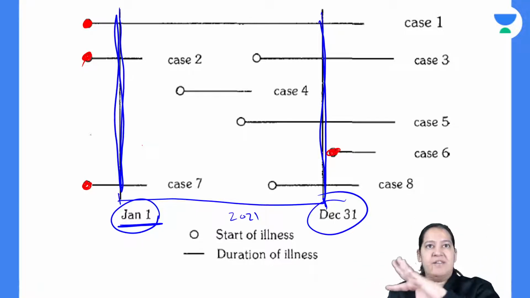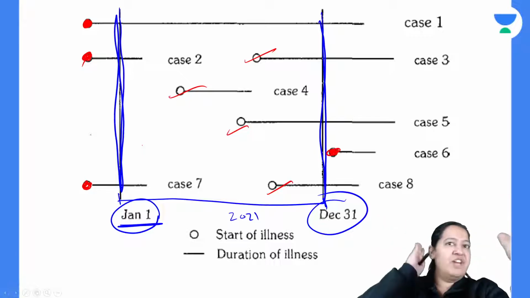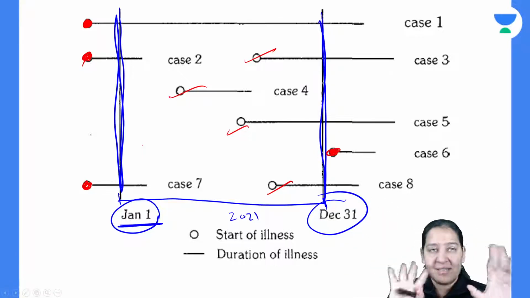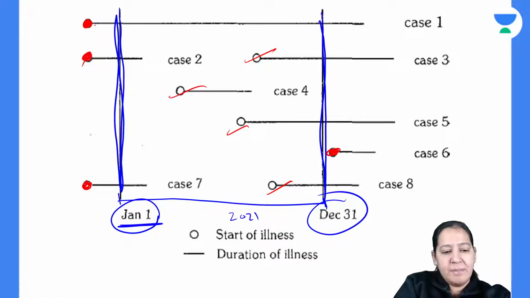This one is after 31st December. And the remaining, this is between 1st January to 31st December, you can see. You have understood the diagram, right? That is the circle. What about the line after the circle? What is the meaning of this line?